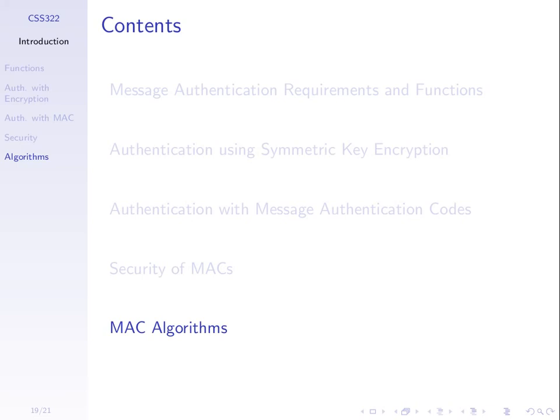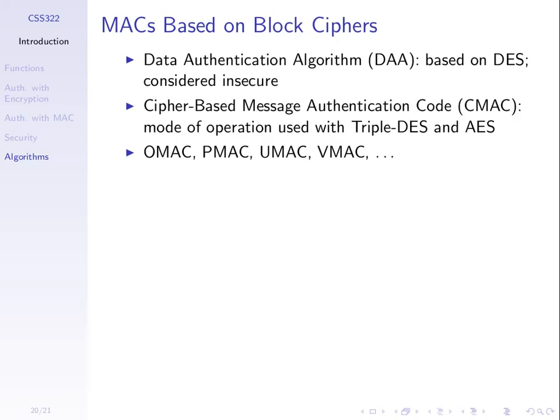What MAC algorithms? Some are based on ciphers. So there was a popular one based on DES, but now considered insecure. Others are based upon triple DES and AES, and they work. Okay, so they use the symmetric key encryption. CMAC, OMAC, PMAC, UMAC, VMAC, and others. Okay, so they use existing ciphers but modify them to produce a fixed length MAC based on any length input.